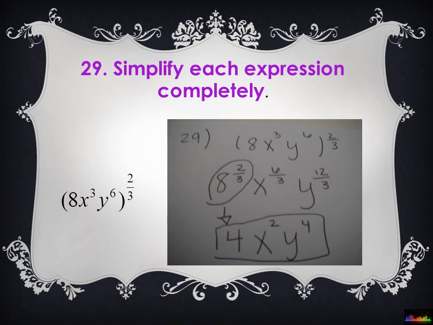Okay, so for this one we have 8 times x cubed times y to the 6, all raised to the 2/3. So we can just distribute that 2/3, so it's 8 to the 2/3, and then for x and y, these are power raised to power, so we multiply exponents. So we get x to the 6/3, y to the 12/3. Remember, again, we're multiplying those exponents, not adding this time. So 8 to the 2/3 gives us 4, and then we can simplify our fractions and get x squared, and then y to the 4th.